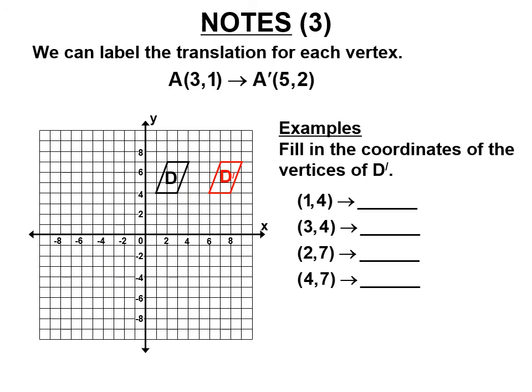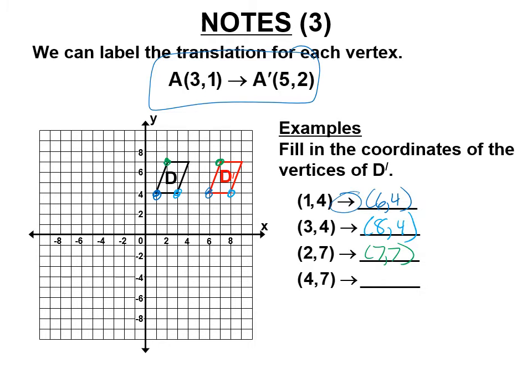We just translated. We can label the translation for each vertex. So let's see that. Here's (1, 4). Where did that end up? It got translated to (6, 4). And (3, 4), right there, I should use a different color. (3, 4) got translated to what? (8, 4). And (2, 7) right here got moved over there and now is at (7, 7).